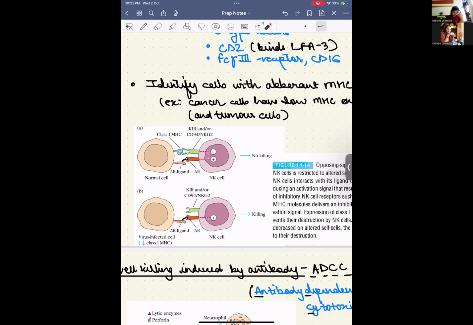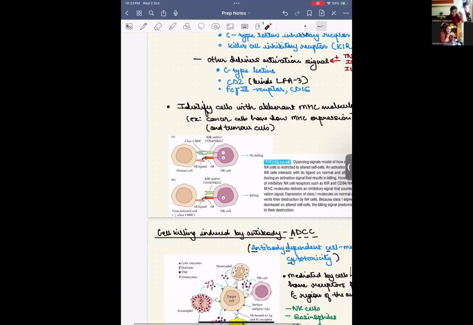Because of this binding of the inhibitory signal, there is no killing of the target cell that is getting mediated. However, if there is a virus infected cell or if there is a cancer cell, if you look here, the MHC molecule that was present is no longer there. So the negative stimulus that the NK cell was receiving so far, it is not going to receive, and only the activation signal is the signal that the NK cell is receiving, and that's how the killing function of this particular cell is taken forward.